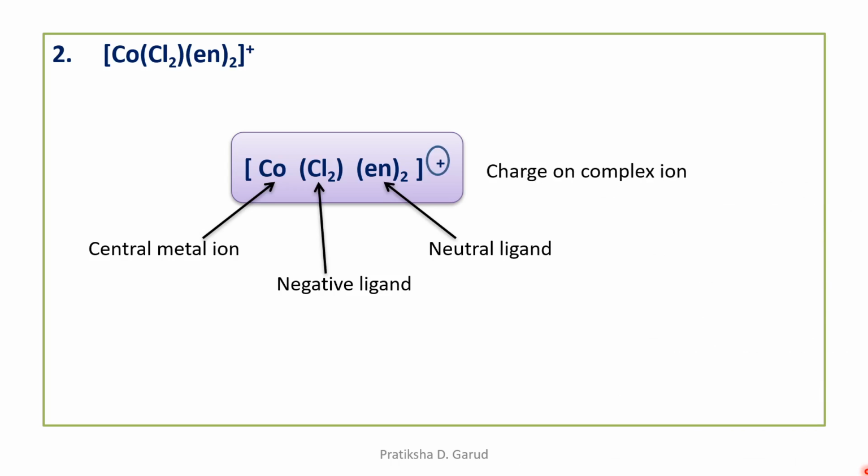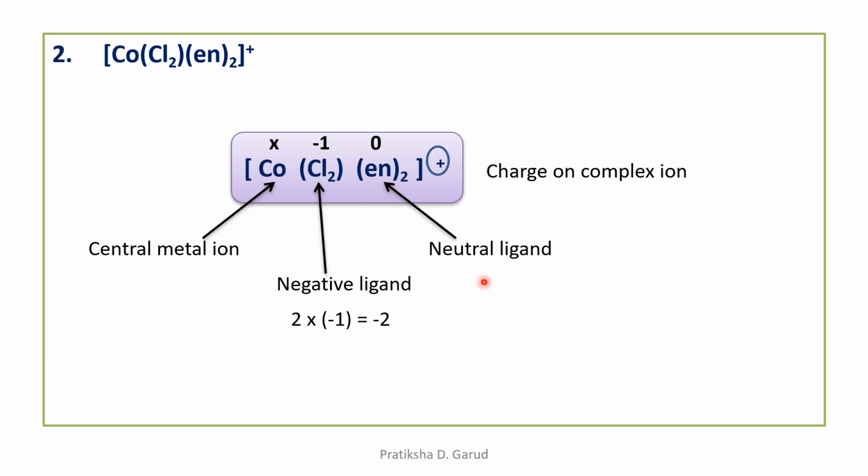Okay, then how do we find out the oxidation state or the oxidation number of the central metal ion, which is cobalt? So here let us put this as X. Then for one chlorine we are having a -1 charge, and for ethylenediamine, which is a neutral ligand, we have to put 0. Then for the negative ligands, there are 2 chlorine, therefore it is 2 into -1, which is equal to -2.